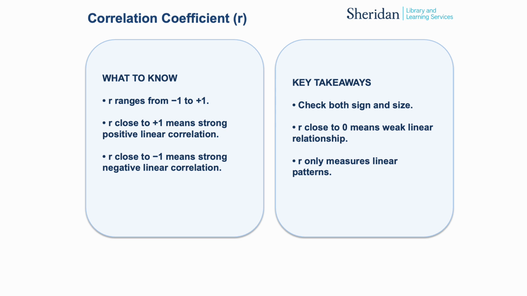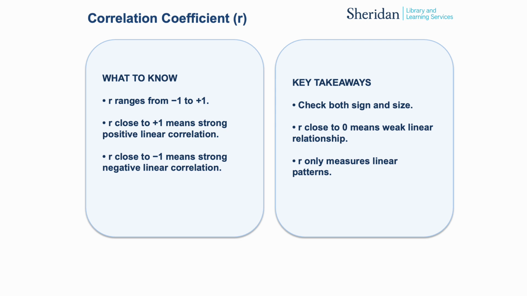Another common mistake is focusing only on the sign of R. Suppose we have two values. R is equal to 0.85 and another R is equal to -0.85. Which one represents the stronger relationship? The answer is neither. They have exactly the same strength because they have the same absolute value. The only difference is the direction. One is positive and the other is negative.